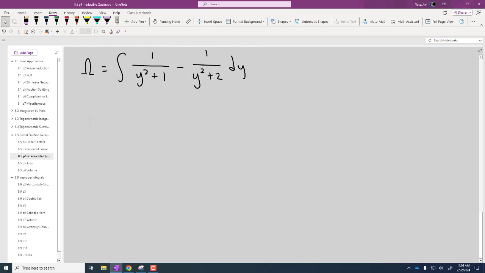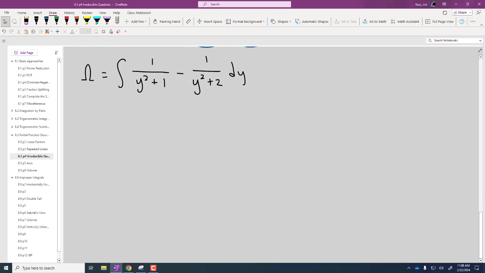Pretty cool looking. Actually, that's interesting. What's the first one? The trig, the tan thingy. Inverse tan of y. Inverse tangent of y.